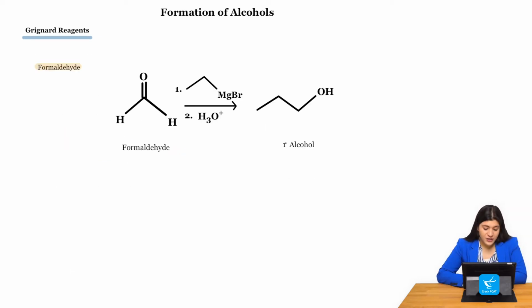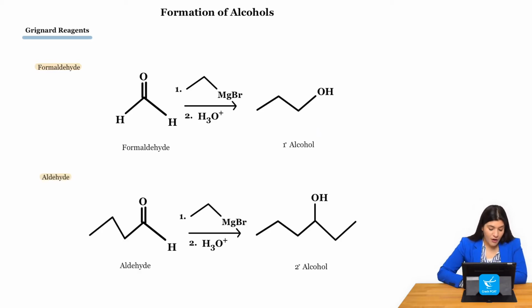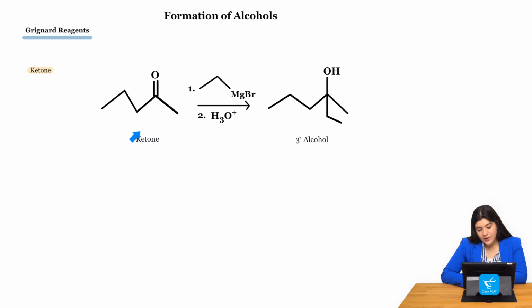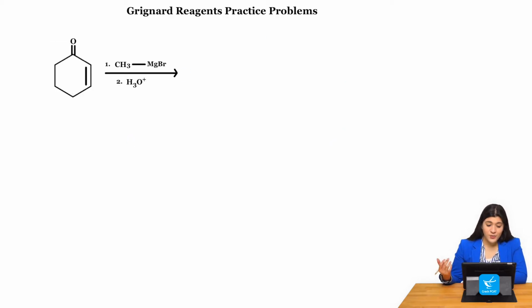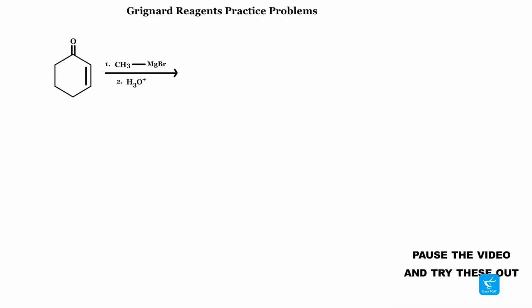Remember, with Grignard reagents, what we could also see is we have formaldehyde. If we add that Grignard reagent plus acid or water, that's going to give us a primary alcohol. If we started off with an aldehyde and once again applied Grignard reagents, that gives us a secondary alcohol. And then starting off with a ketone, this will give us a tertiary alcohol. So if you'd like to practice this, we have done some of this before. So if you want to pause the video, try this question out, go ahead.